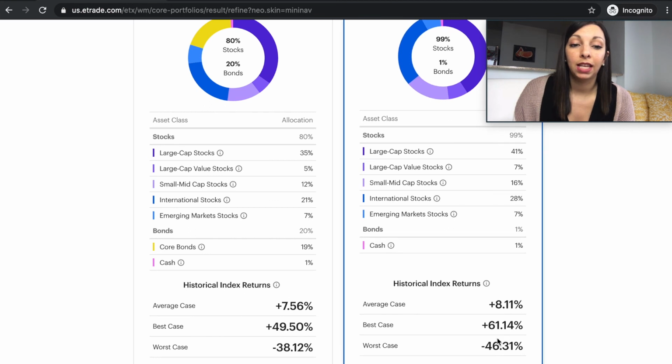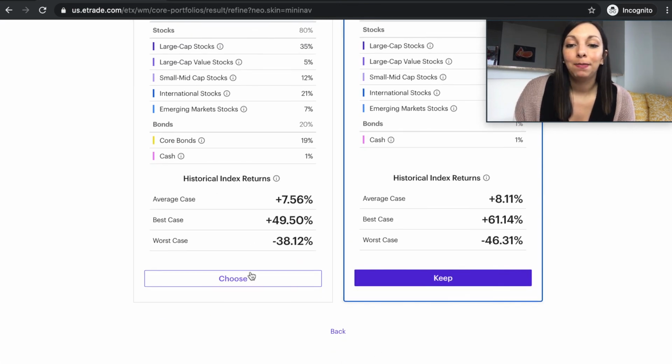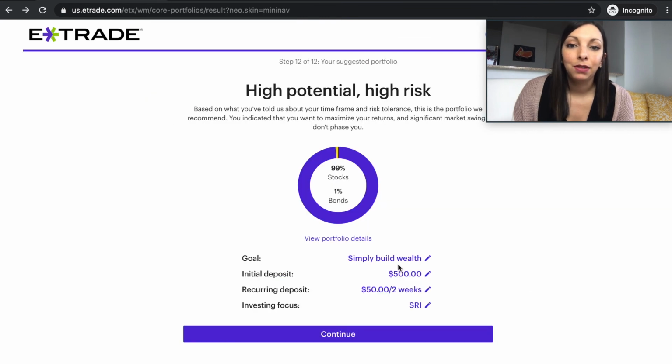See the worst case scenario, this was down 46%. Really think about that because this could happen to you. And if you want something a little bit less risky, you see the average isn't too different. Take a look at those. You can keep this, you can choose these. That gives you some flexibility so you don't have to just be stuck with the one that came out based on your answers.